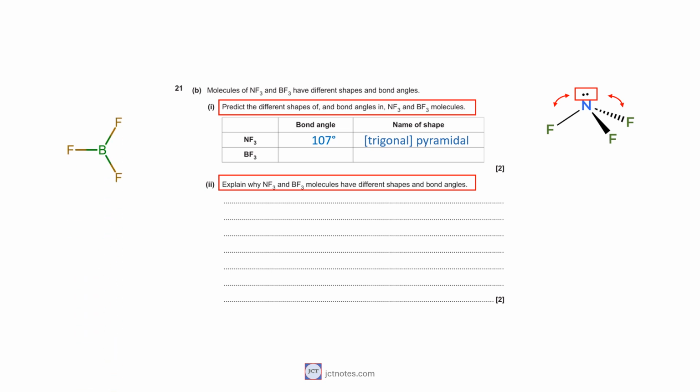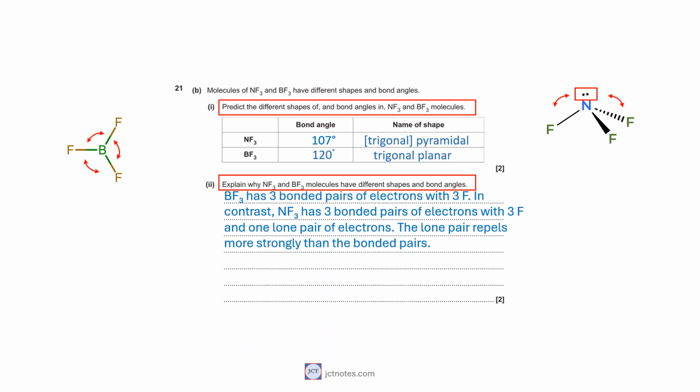Boron trifluoride is an electron-deficient molecule because boron lacks a complete octet. Its 3 valence electrons form covalent bonds with 3 fluorine atoms. The repulsion between the fluorine atoms causes them to spread out as much as possible, resulting in a trigonal planar structure with an angle around 120 degrees. The differences in the angle and the shape can be explained by saying that boron trifluoride has 3 bonded pairs of electrons with 3 fluorine atoms. In contrast, nitrogen trifluoride has 3 bonded pairs of electrons with 3 fluorine atoms and 1 lone pair of electrons. The lone pair repels more strongly than the bonded pairs.